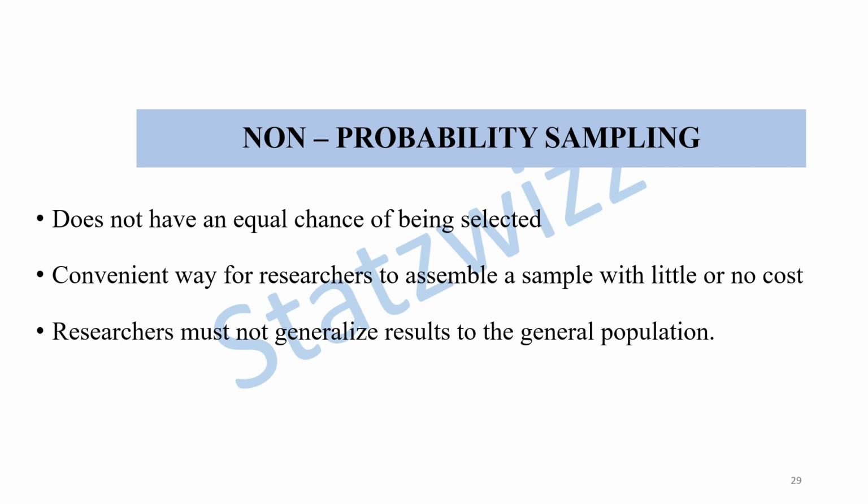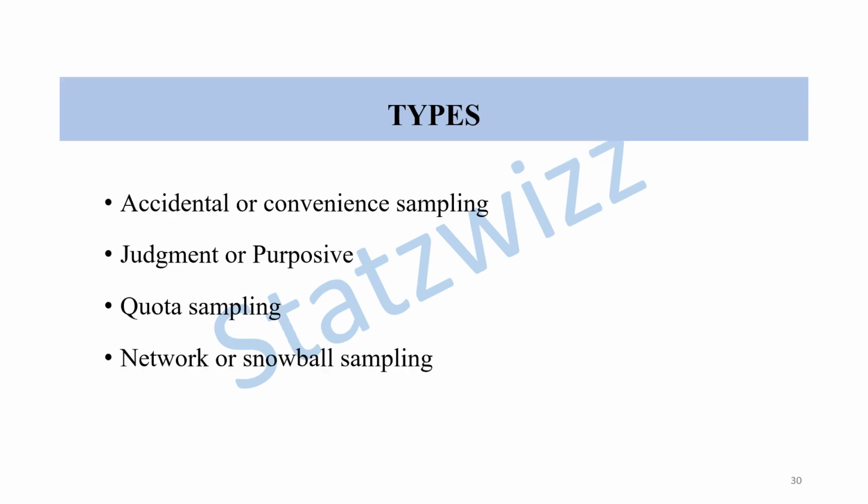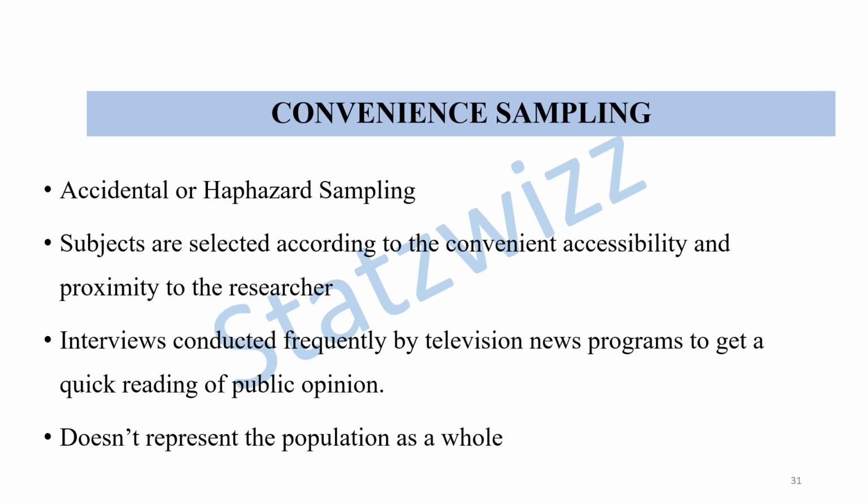In non-probability sampling, there are no equal chances of each and every person being selected. They will be selected based on the convenience of the examiner, so the cost involved will be very less in doing the sampling procedure. And finally, we cannot generalize the results derived from a population selected using non-probability sampling. The types include accidental or convenience, judgmental or purposive, quota sampling, and network or snowball sampling.